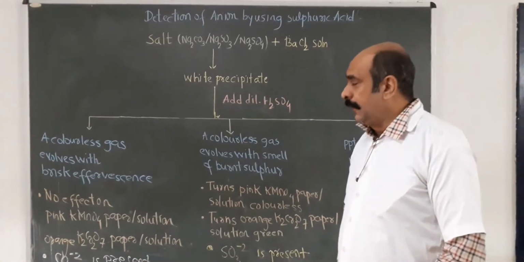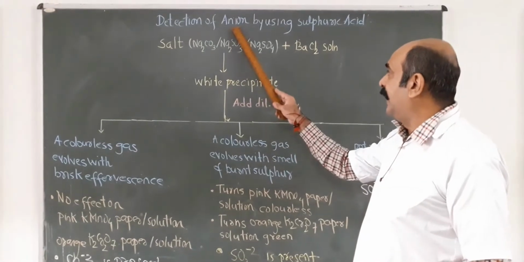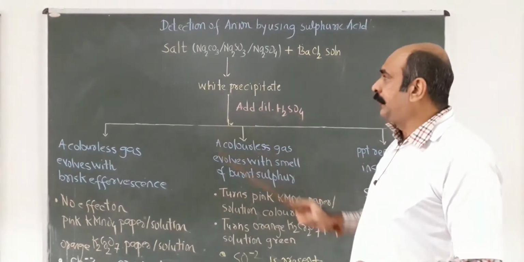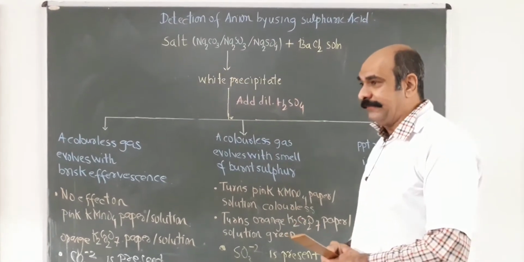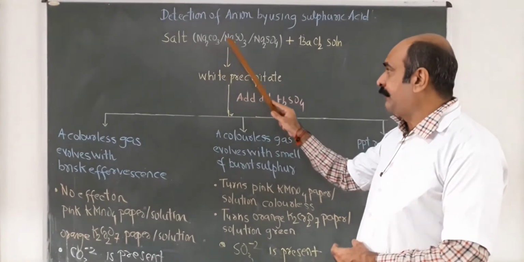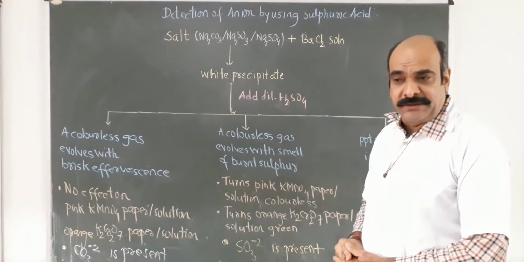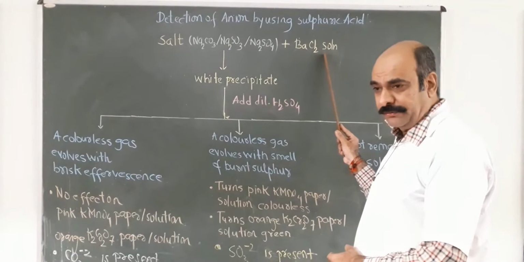Namaste. Today we are going to discuss the detection of anions by using sulfuric acid. I am going to detect the anion present in a salt by using dilute sulfuric acid. So I'll take a salt like sodium carbonate, sodium sulfide or sodium sulfate in three different test tubes, followed by the addition of barium chloride solution.